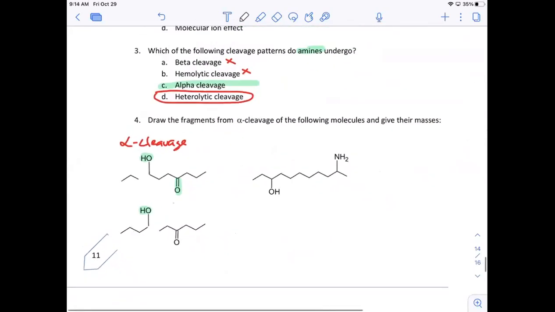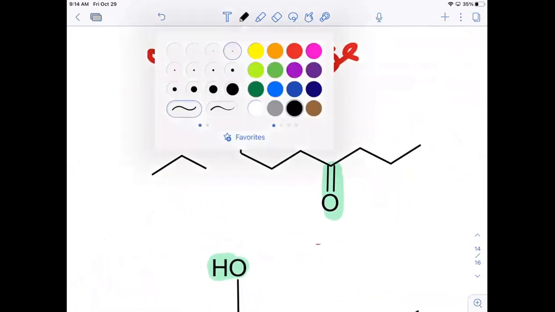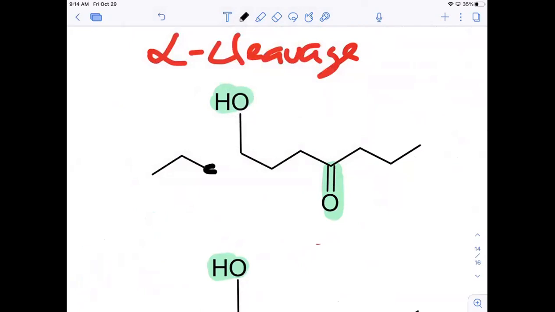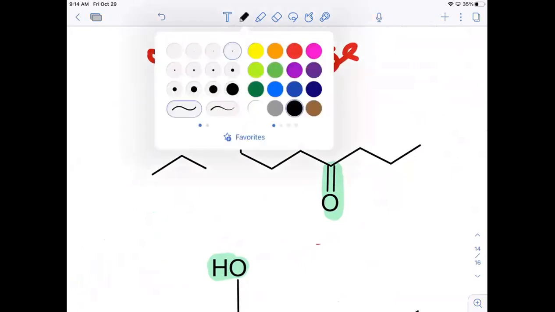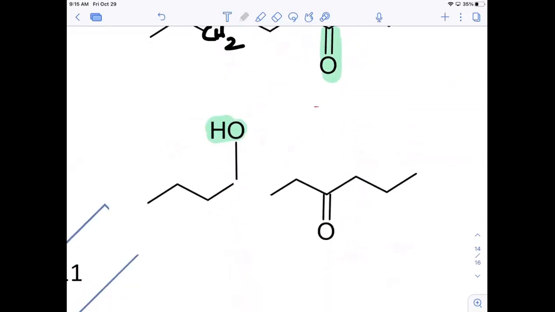It says draw the fragments and give their masses. So this carbon right here, you have to remember this because that'll throw you off. That's a CH2, and this carbon right here is a CH. When you're calculating the masses and adding up the atomic mass for each atom, you have to remember that you broke a bond, but there's still a hydrogen on that carbon and the other carbon, and the three carbon chain is a CH2. Same thing down here. This is a CH.